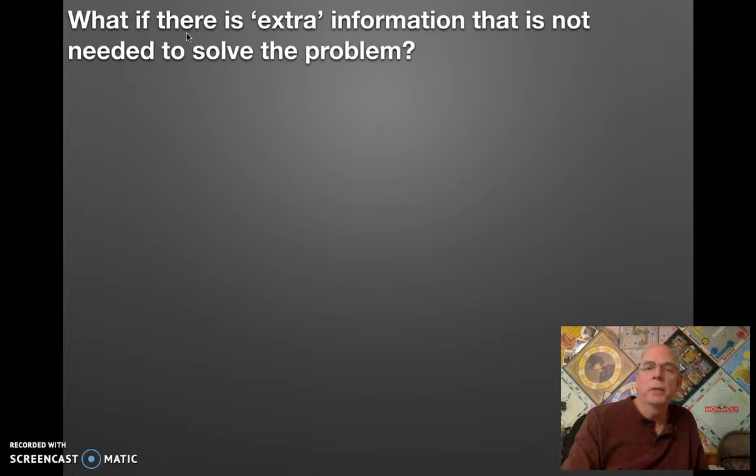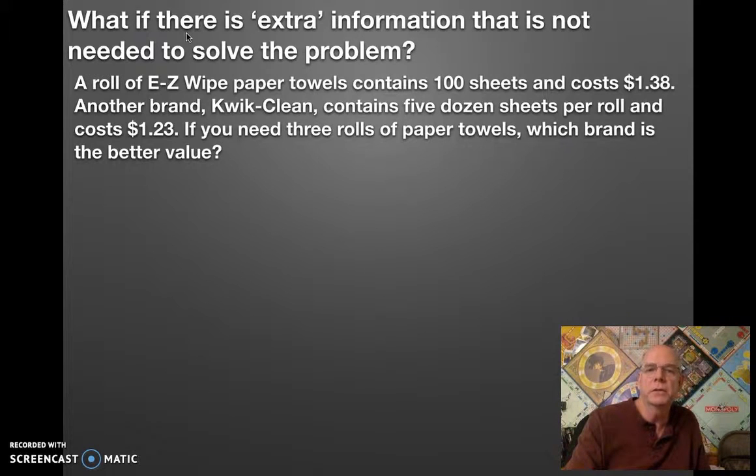It is possible that the problem gives you extra information, and so we're going to look at another problem here where we go through all 4 steps to solve the problem, and in the middle of that we're going to see that there's an extra piece of information.